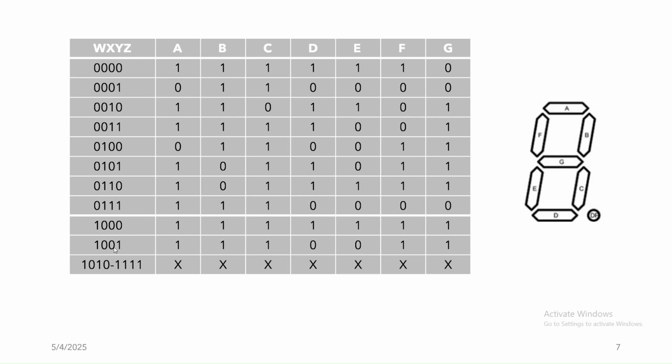Notice that the number is greater than 9, which is 1010 until 1111, since this is the max number we can have in BCD, in 4-digit BCD. The values of the segments are going to be X. I do not care what value they are, I do not need them.